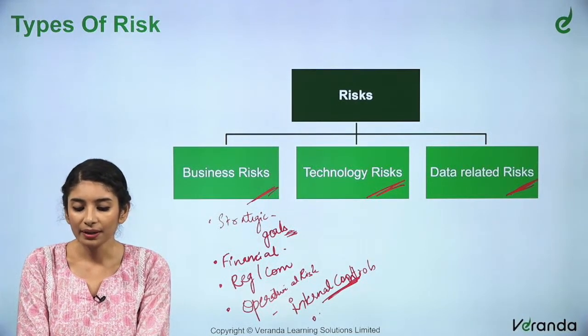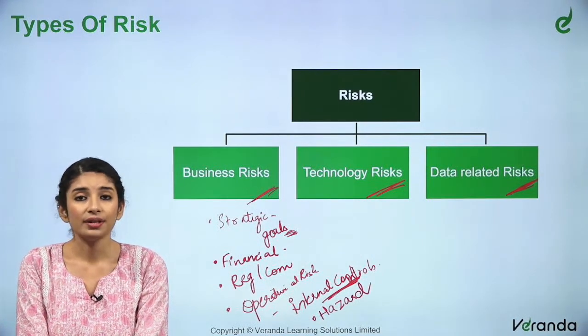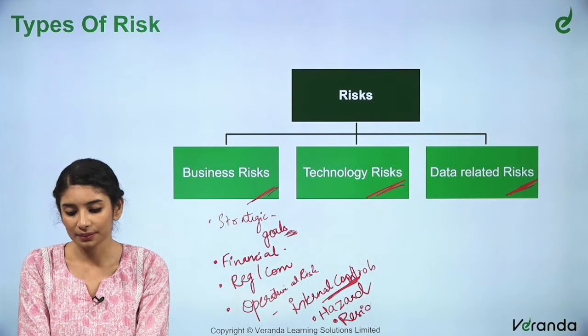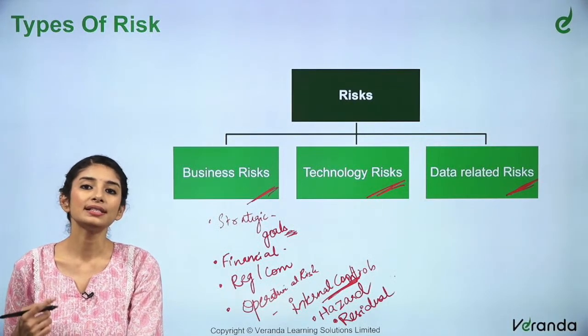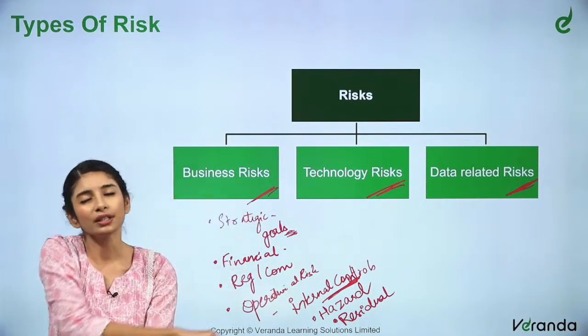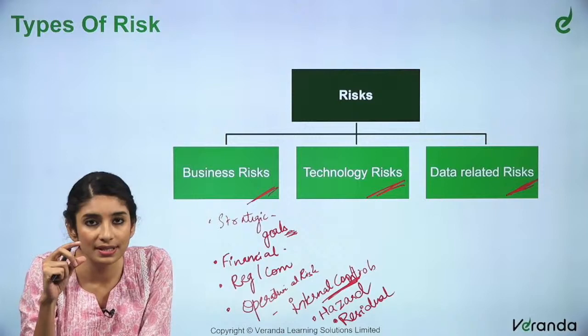And then I have my hazard risk. Hazard risk: earthquake, fire, theft. I can insure them also. And finally, I have my residual risk. Residual risk is the risk that remains even if I have implemented all the controls that are possible on earth; even then there is some risk that remains.